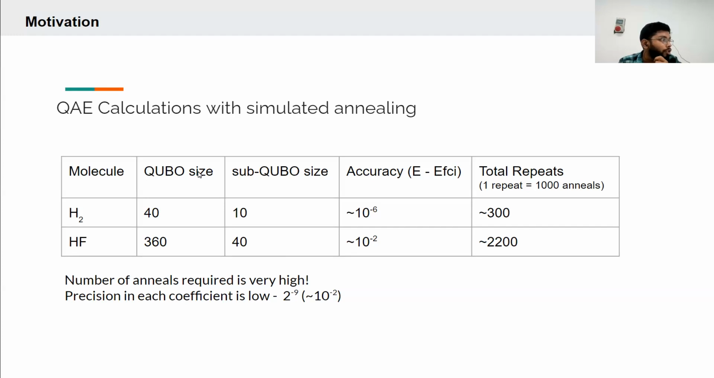So here I've shown two systems. One is H2, the QUBO size is 40, and we break it into 4 subparts, and the accuracy with respect to the FCI calculation we get is 10 to the power minus 6. But the total number of repeats that we have to do is 300. Again, for the HF molecule, we have a QUBO size of 360. We break it into 9 parts, and then we get an accuracy of 10 to the power minus 2. And the number of repeats increases by a lot, 2200. So this is very high, and even the accuracy for HF was very low.